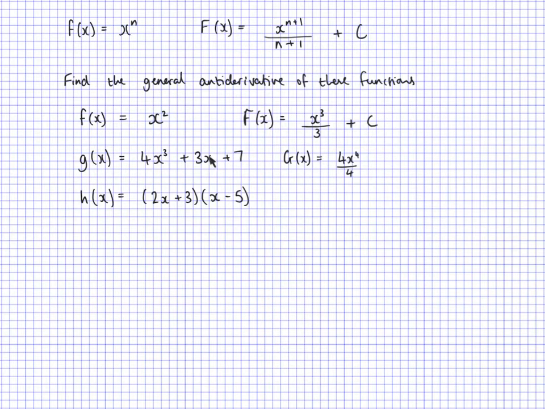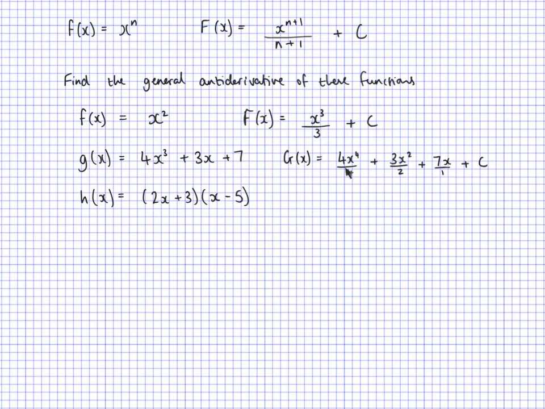Here I need to add 1 to the power, make it 2, and then divide it by 2. So I'm going to have plus 3x to the power of 2 divided by 2. Here the power of x is 0, so 0 add 1 is 1, and then divided by 1. So plus 7x divided by 1. And then I need to say plus c.